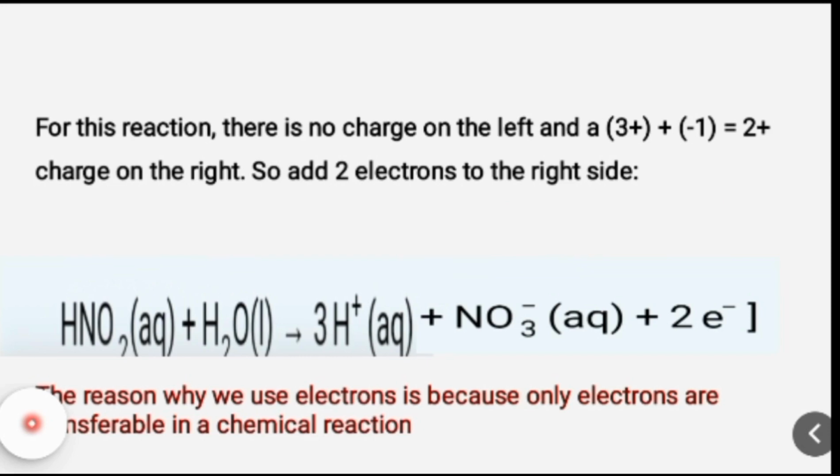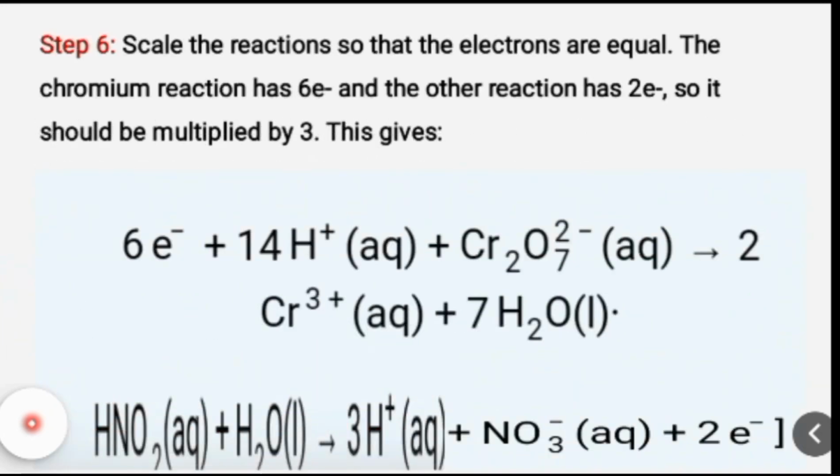Now the reason why we use electrons is because in a chemical reaction only electrons are transferable. Protons are not transferable apart from a higher reaction called radioactive reaction. That is for higher chemistry, not for chemical reactions. Moving on, please. Step 4. Yes, we're going to the end.